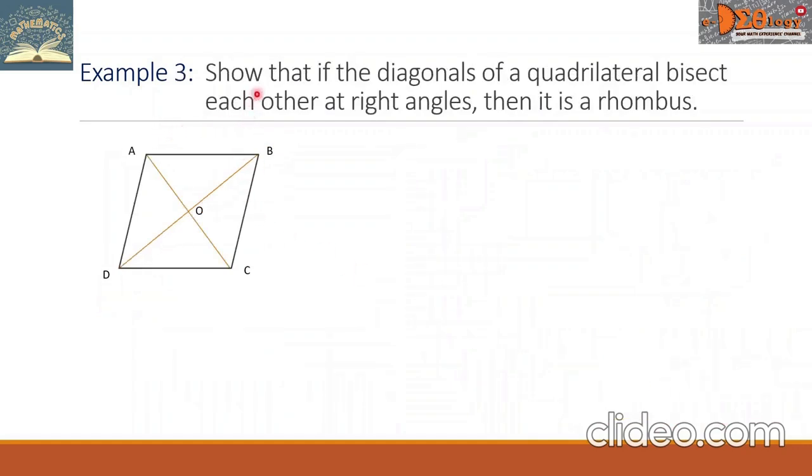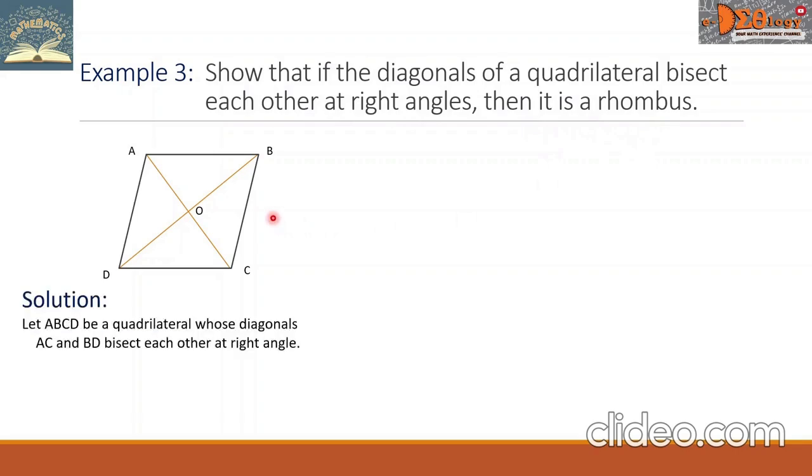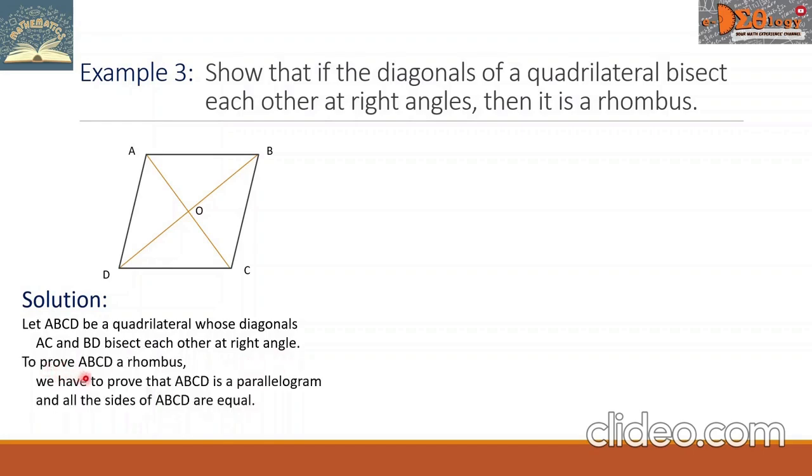Example 3. Show that if the diagonals of a quadrilateral bisect each other at right angles, then it is a rhombus. This is the figure. Let ABCD be a quadrilateral whose diagonals AC and BD bisect each other at right angles. To prove ABCD a rhombus, we have to prove that ABCD is a parallelogram and all the sides of ABCD are equal.